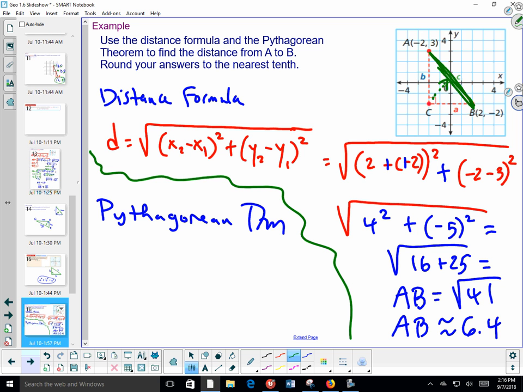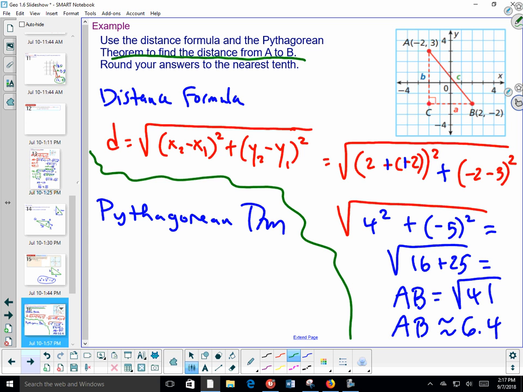Oh, wrong thing. I thought you meant the blue. We're looking at the small one. We're asked to find the distance from A to B. Okay, never mind. Okay, let's look at the letters. We should have picked different letters.